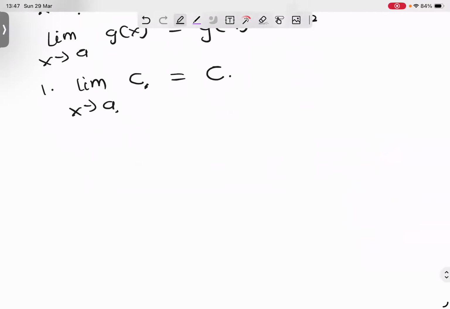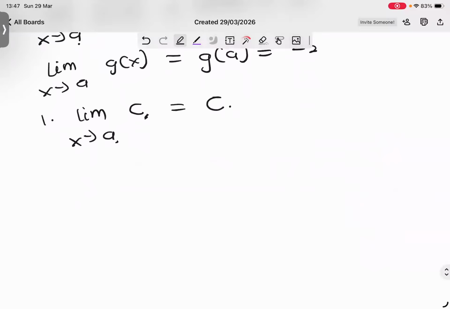Second, please, yes, can you go over again the constant property, the constant function?